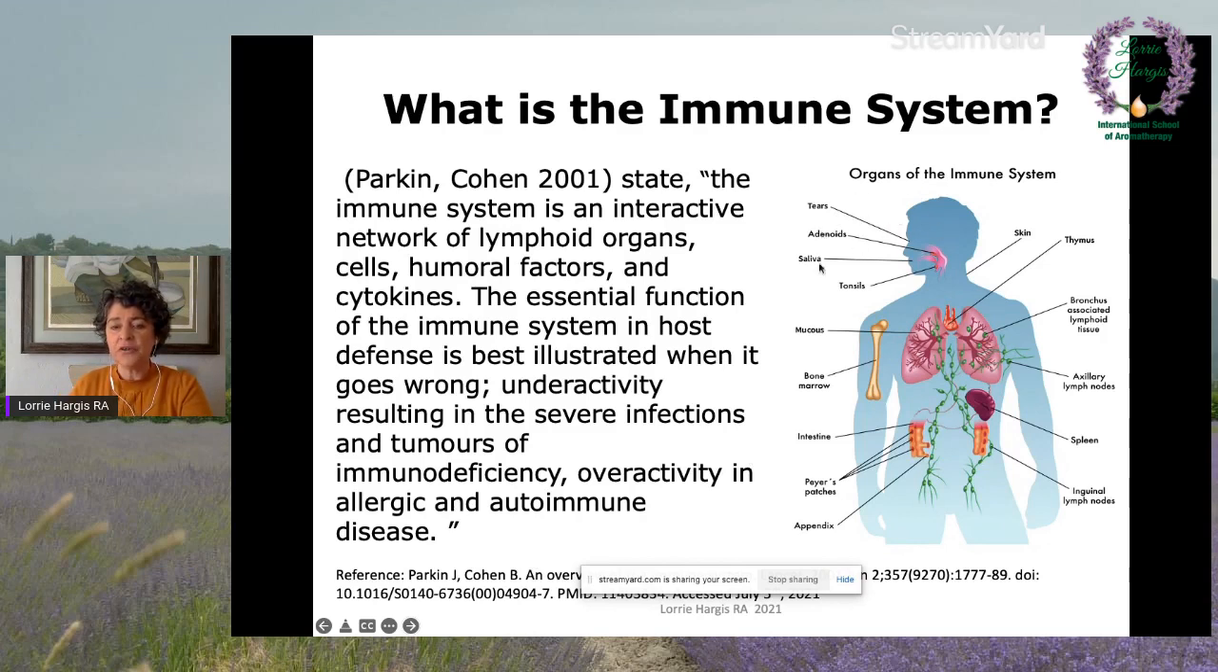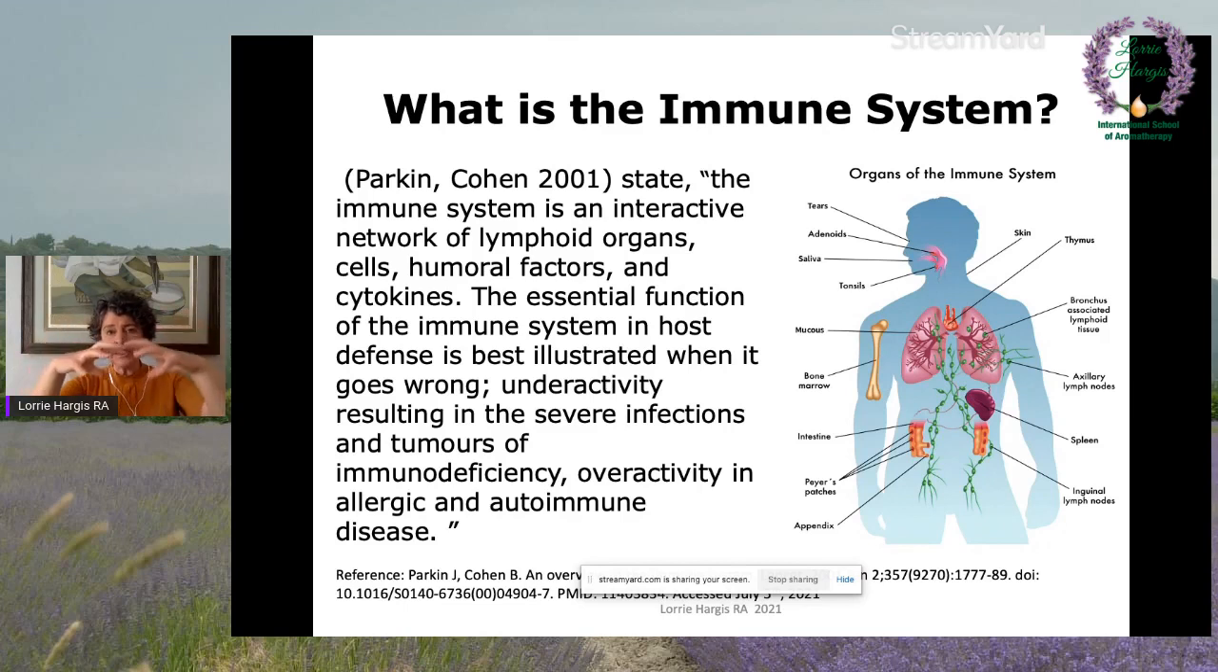We have our tears, our adenoids, salivary glands, tonsils. This is one of the major tonsils here in the lymph system. And the lymph system and the immune system are connected. And so is the respiratory system and the intestinal system and the digestive system. It goes on and on and on.